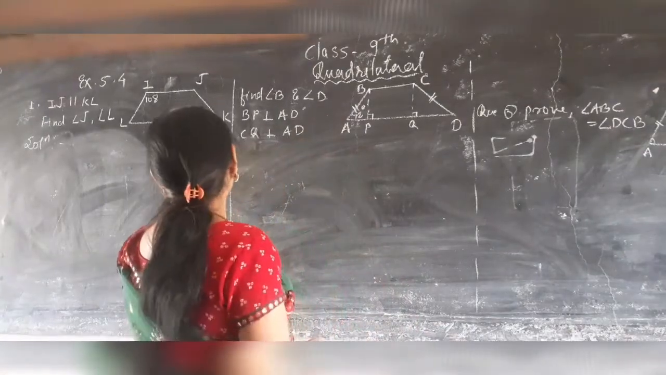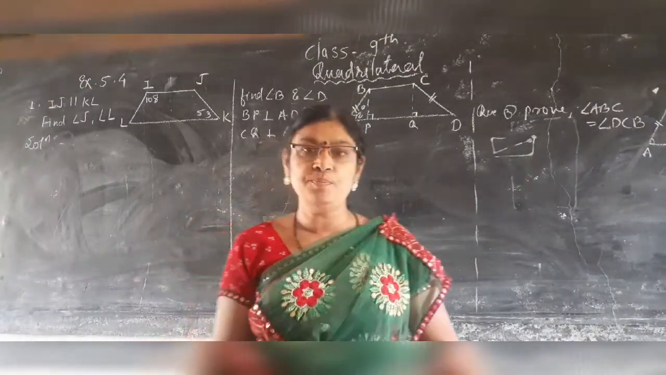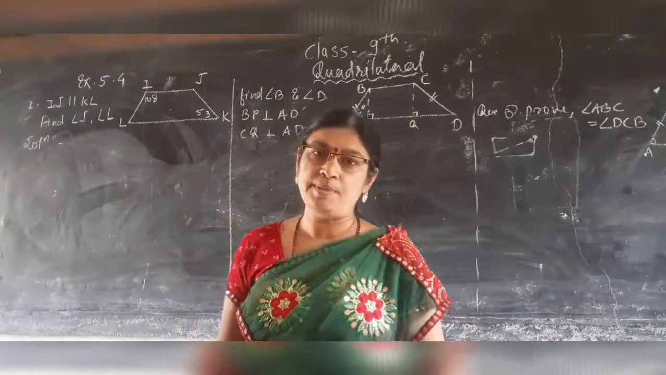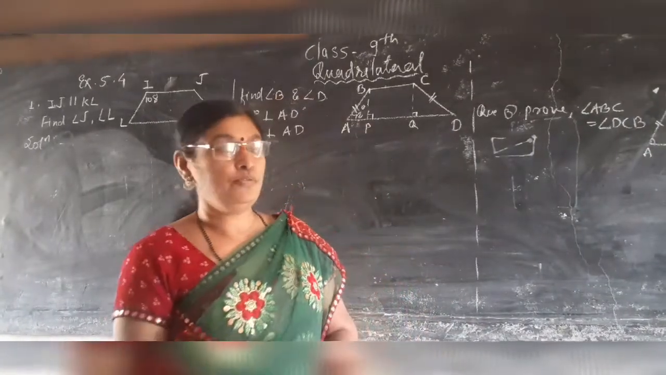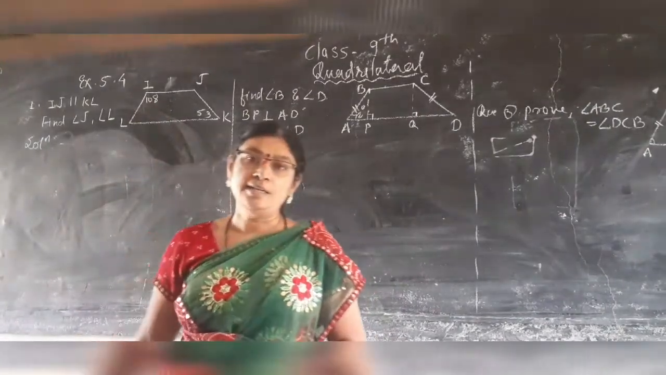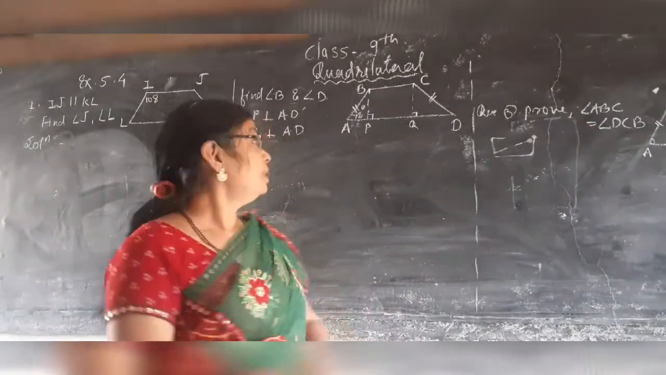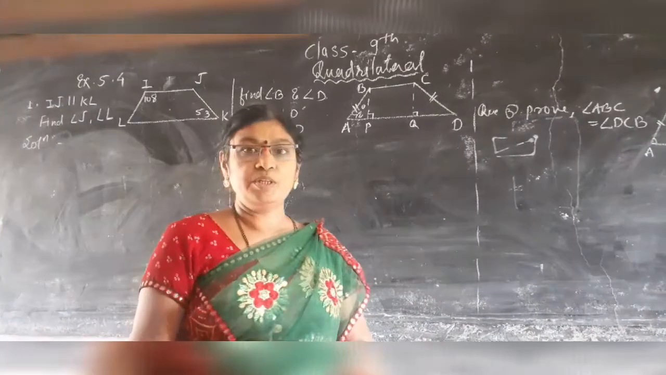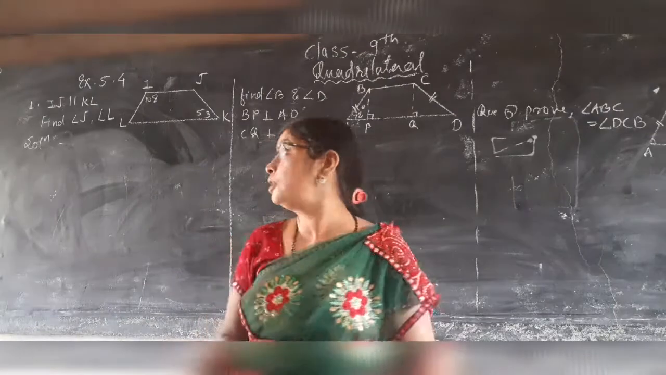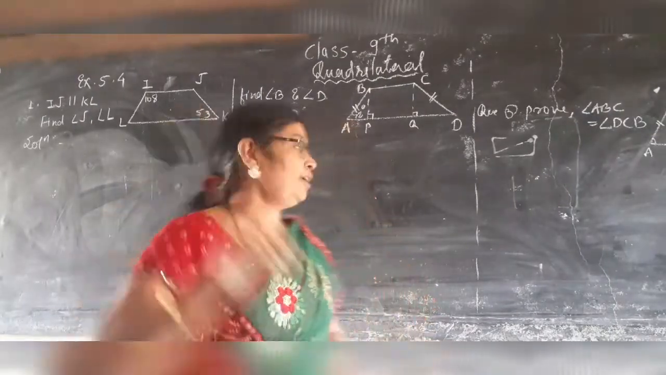Today we will see exercise 5.4 which depends on the properties of trapezium. What are the properties of trapezium? Only one pair of sides is parallel and adjacent angles are supplementary. So let's start the first problem. In the previous period we already completed exercise 5.3. Now let's start exercise 5.4.